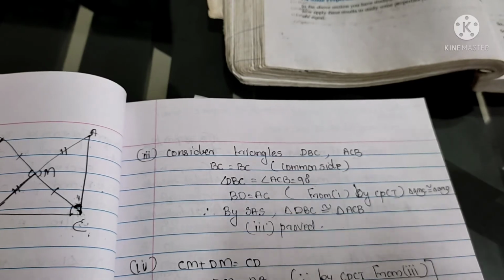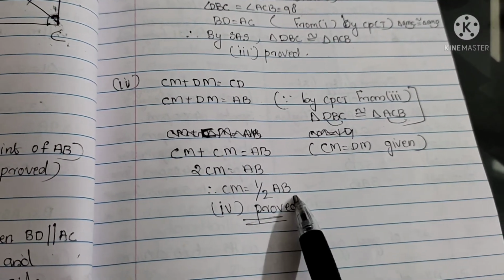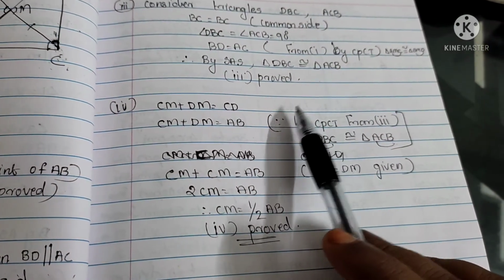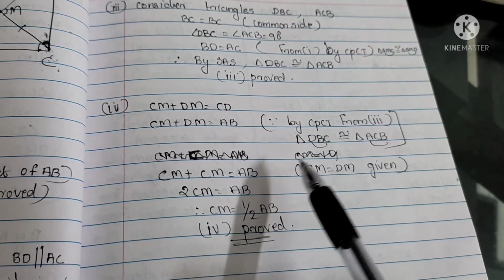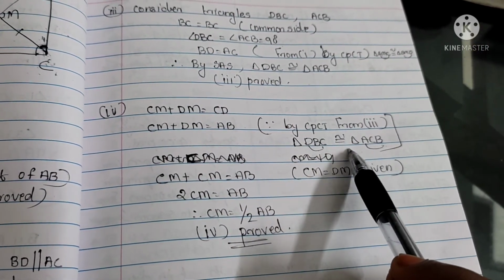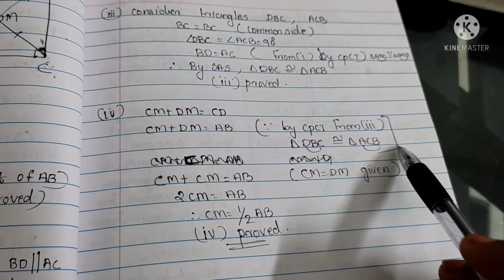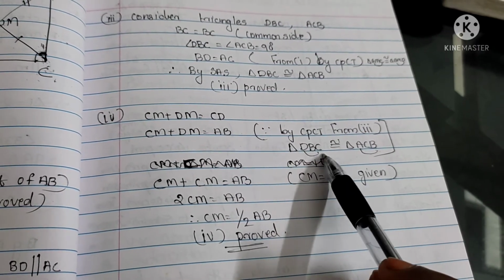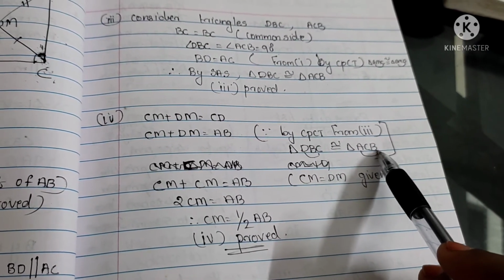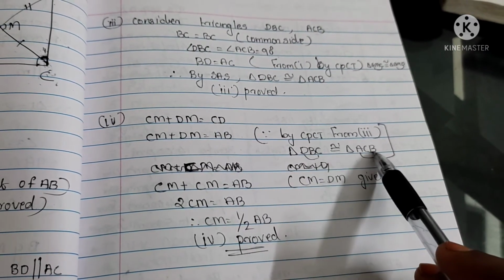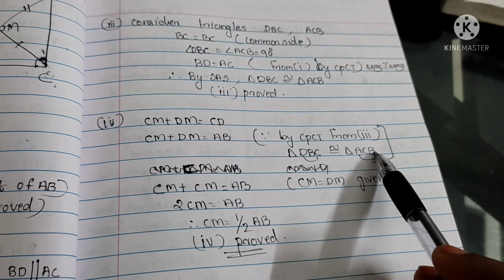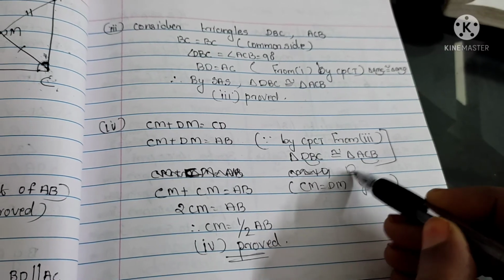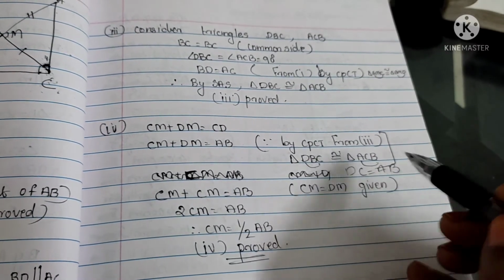Three is proved. In part 4, we have to prove that CM is equal to half of AB. We already proved in part 3 that triangle DBC is congruent to triangle ACB. By CPCT, DC is equal to AB. That is, corresponding sides of congruent triangles are equal.